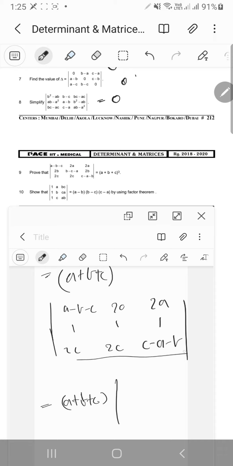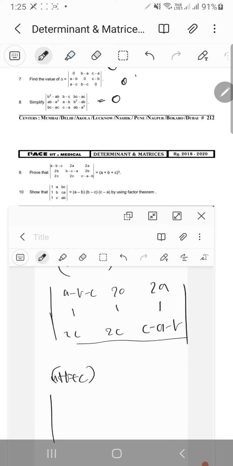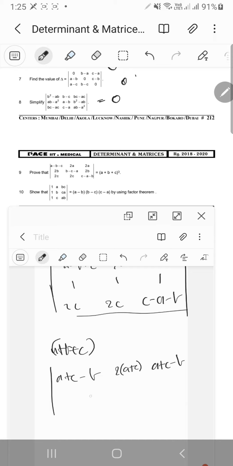So add this to that, right? Yes, that will be a plus c minus b, and then we need more space constantly. A plus b plus c is there, right? That factor is there, and other than that you have the determinant. Add that, so a plus c minus b, 2 times a plus c. Okay, a plus c minus b once again, fine. 1 1 1, 2c, c minus a minus b over there, fine.